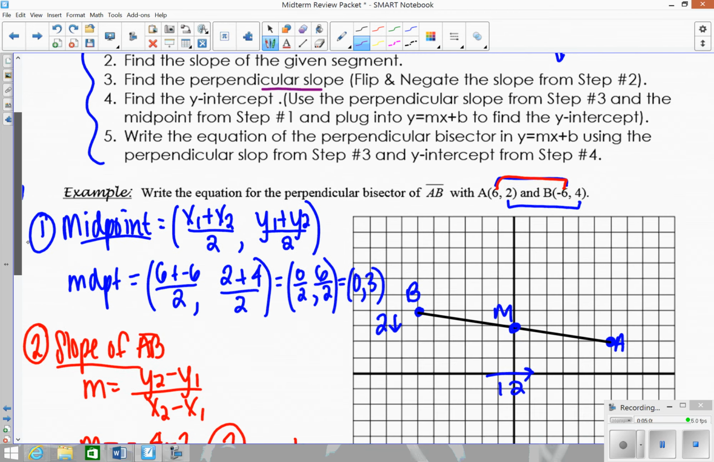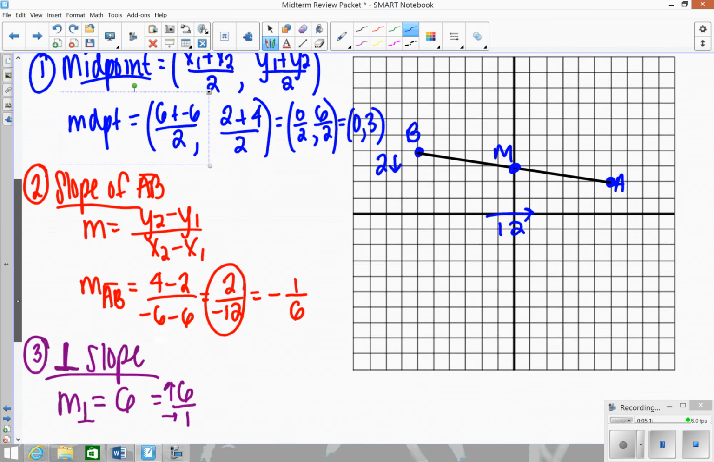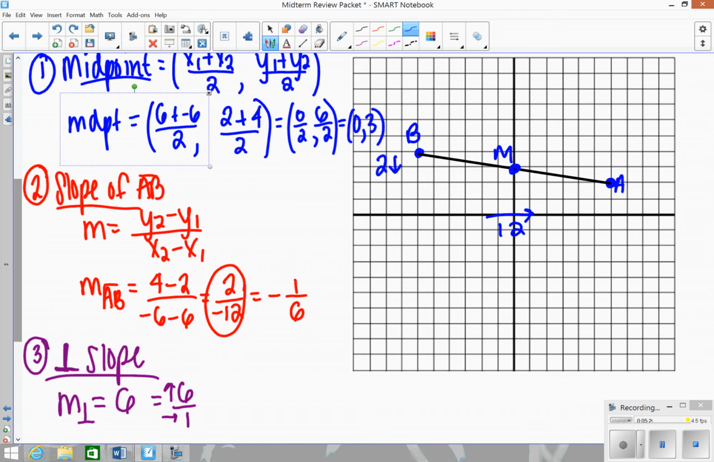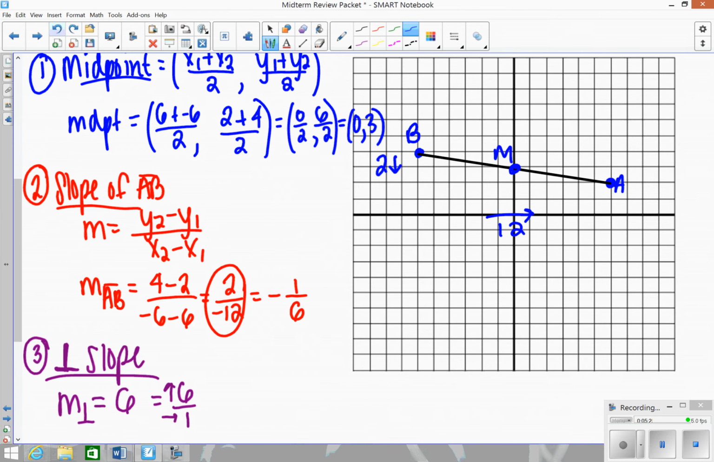So now the next step after that is to find the y-intercept. So the y-intercept, you want to use the perpendicular slope and the midpoint, because this really becomes one of those problems in the last topic where you need to write an equation that's perpendicular to this given line, and it has to pass through the midpoint. So that means I have to use the midpoint and the perpendicular slope and plug into y equals mx plus b to figure out what's the y-intercept.